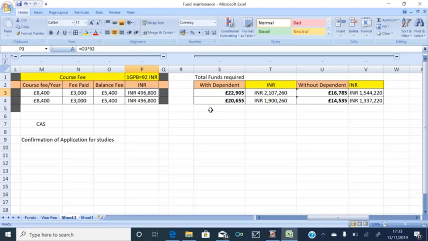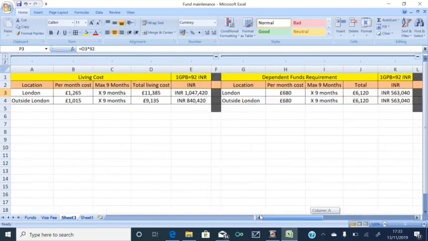So what would be the total cost to you? The total cost with or without dependent. So if you go to the London location, let me just minimize this a little bit, then we can look at the total cost.